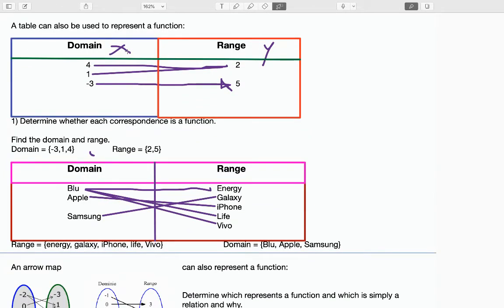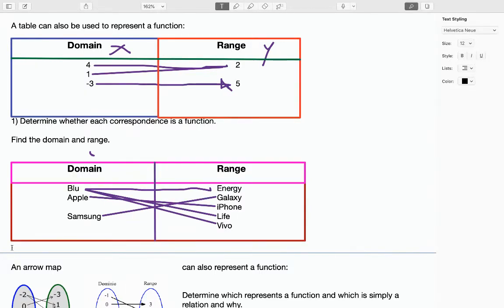A table can also be used to represent a function. So here's the domain, in other words, x, and here's the range, in other words, y. And this input 4 has the output 2. 1 has the output 2. Negative 3, the input, has the output 5. Same here, it's just their words. Does make a difference. Now, I would like you to determine which relation is a function and which is not between the two. And then find the domain and range.